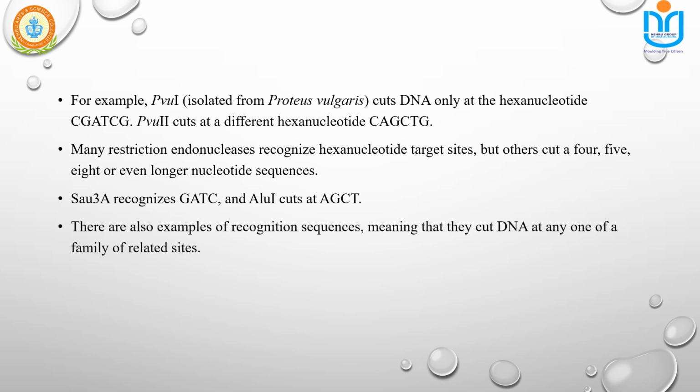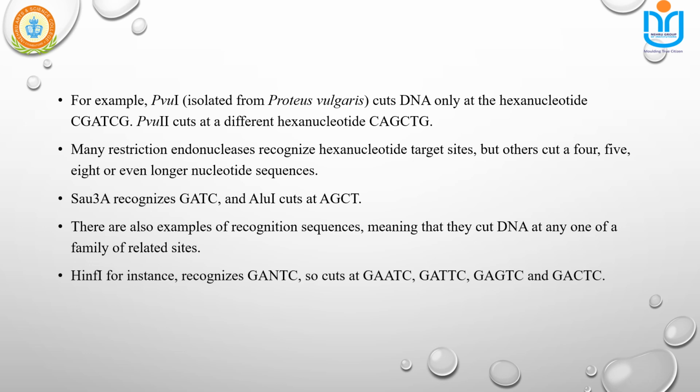There are also examples of degenerate recognition sequences, meaning that they cut DNA at any one of a family of related sites. HinfI, for instance, recognizes GANTC, so it cuts at GAATC, GATTC, GAGTC and GACTC.